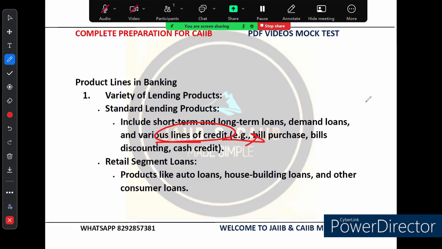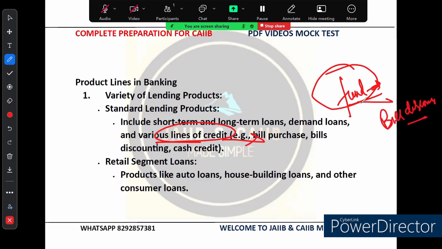So for example, suppose a business needs funds to cover its expenses until they get paid by the customer. So the business requires funds until the customer pays them, right? So the bank uses a bill discounting service. The bank takes the bill from the exporter, and on the basis of that bill, the bank provides funds to the exporter, where the bank pays them the money in advance.